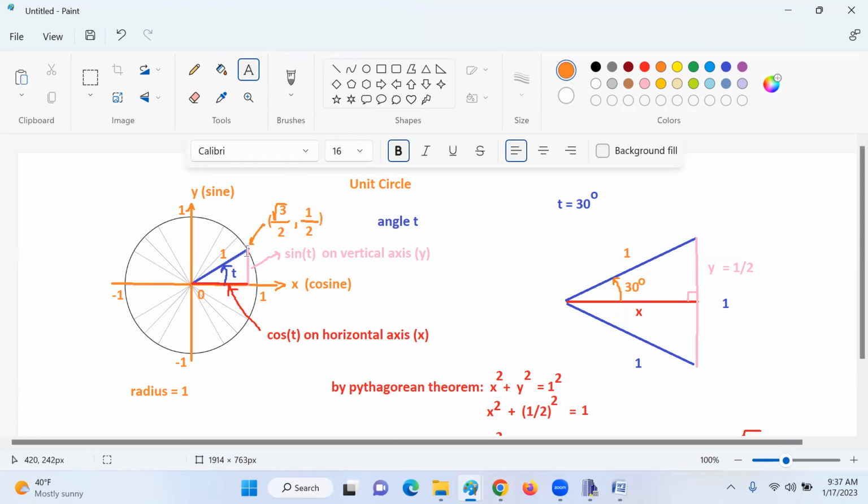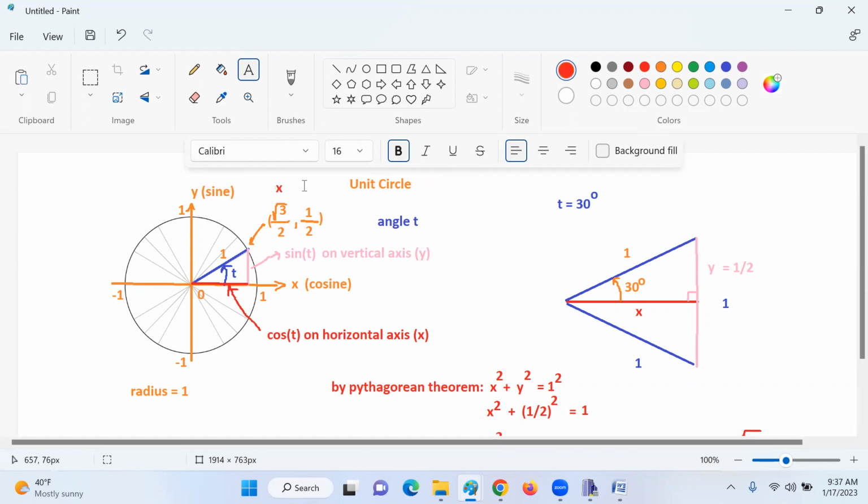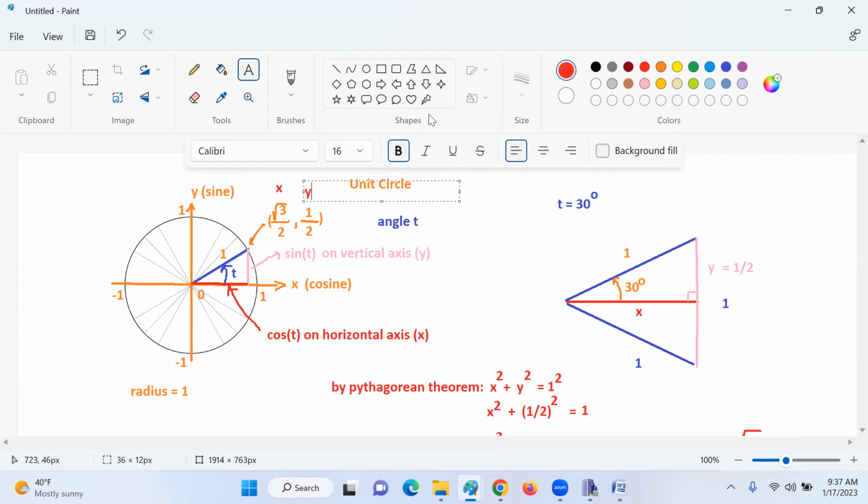Are we good? So this is what we have for one point, and then you're going to figure it out for the other point. Let me just repeat that again. The x will represent cosine, so that'll be radical 3 over 2, and this is the x index, and this is the y index. Okay.